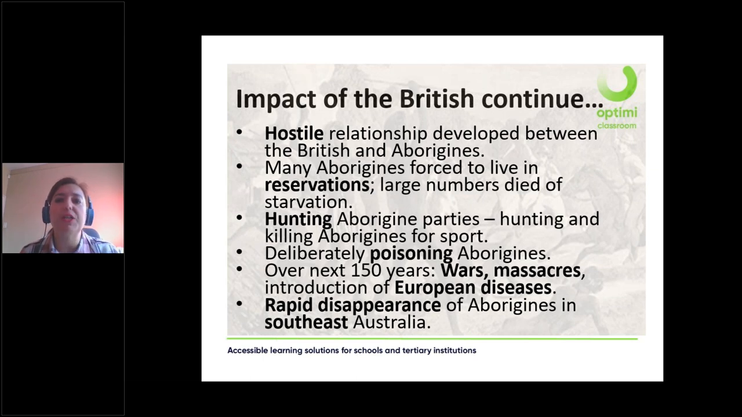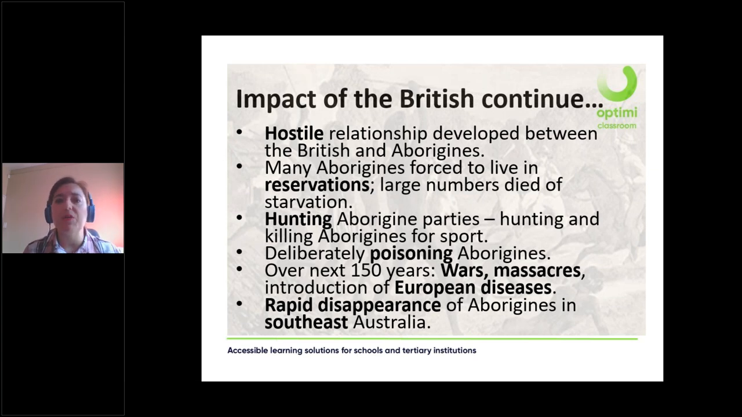Right, now many Aborigines were forced to live in reservations. Now this is also not uncommon during this time, because you would see that with the Native Americans in the United States of America that were also forced in reservations. You would see that in segregation, apartheid, South Africa as well, where people were forced into reservations and so forth, right? And in these reservations, large numbers of people died due to starvation.